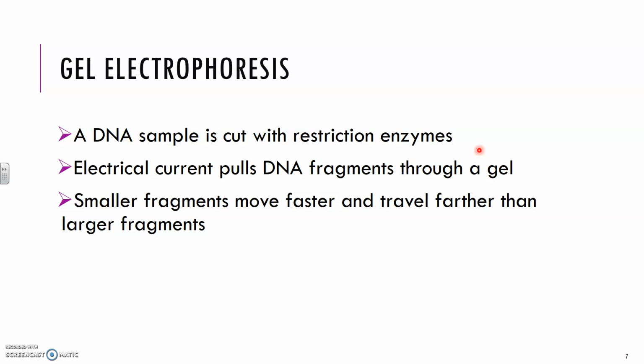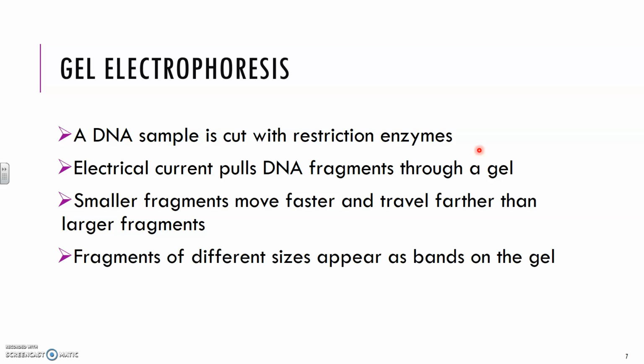Smaller fragments can wiggle through the spaces in the gel, and they move faster and travel farther than larger fragments, which get stuck in the gel. And so they have to move a lot slower. And so fragments of different sizes appear as those bands on the gel. And there are a couple different ways that they can dye them to get those bands to show up.